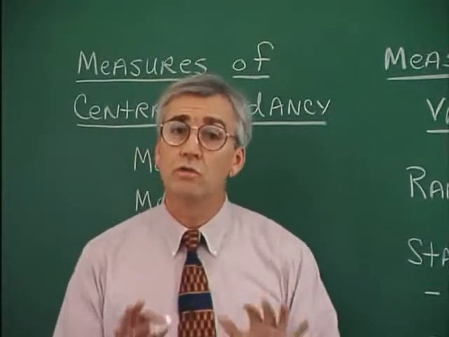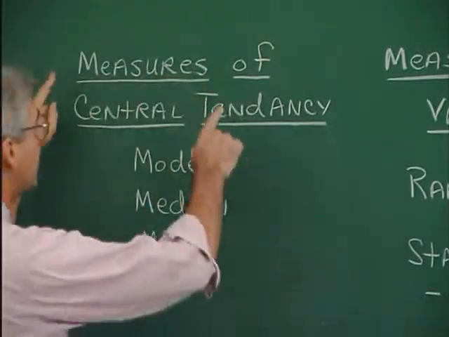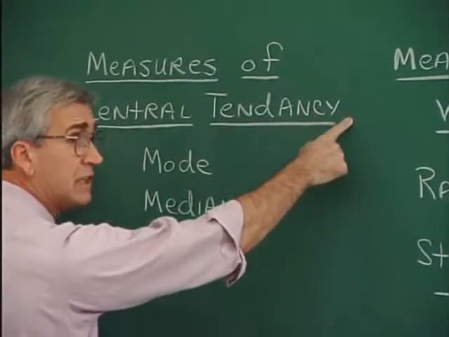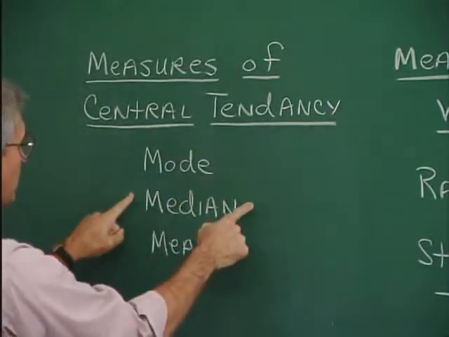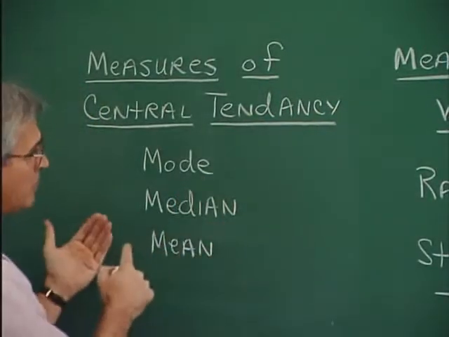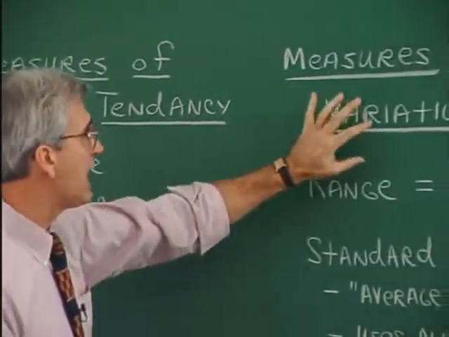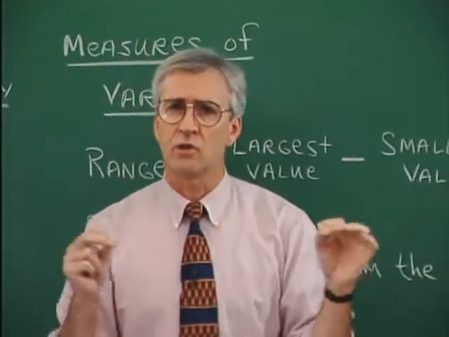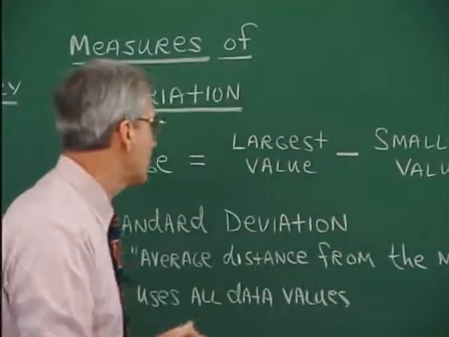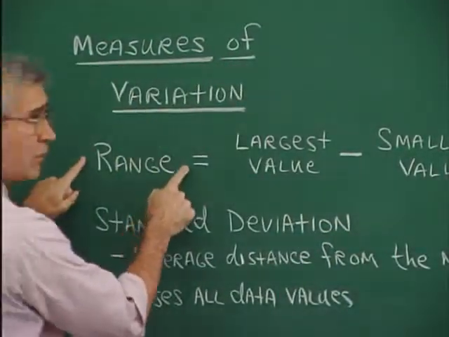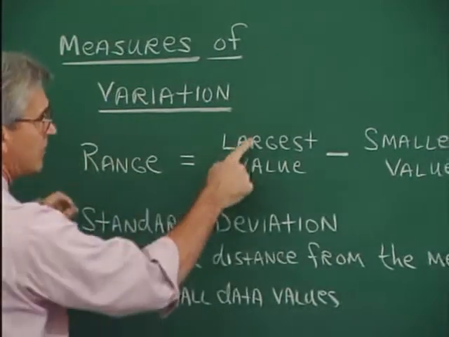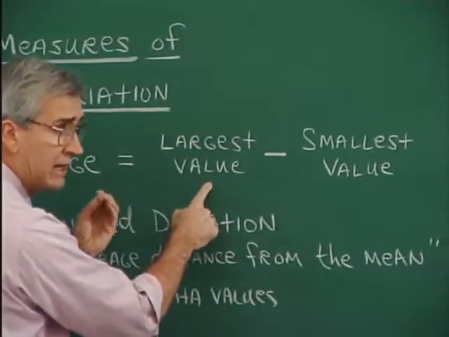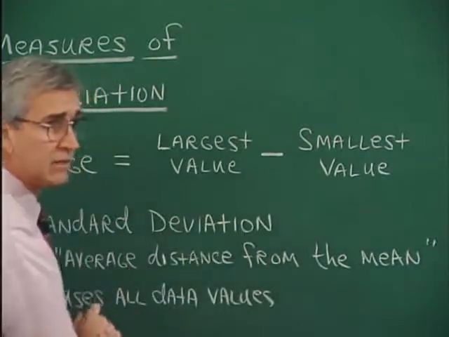We now want to move from our discussion of measures of central tendency, which included mode, median, and mean, and move to measures of variation, sometimes called measures of dispersion. And there are two that we're concentrating on. One is called the range, and the range is very easy to calculate. It's simply the largest value in the data set minus the smallest value in the data set.